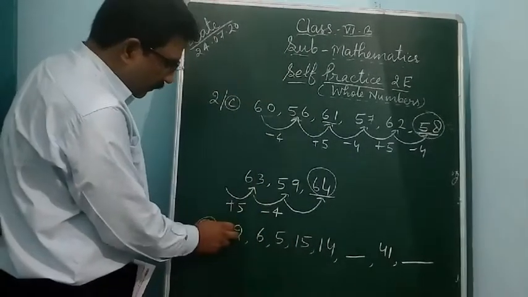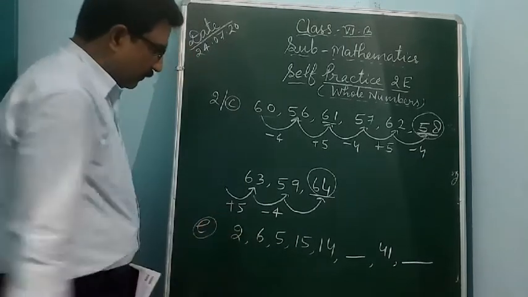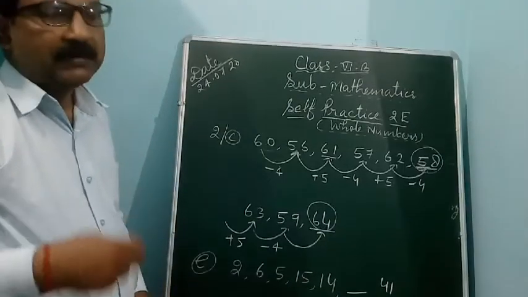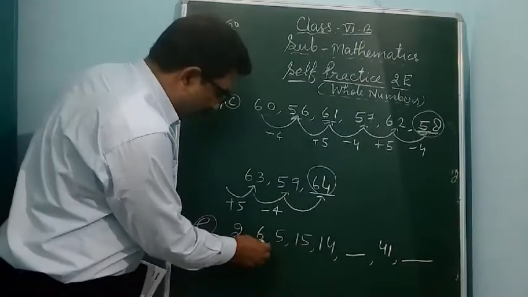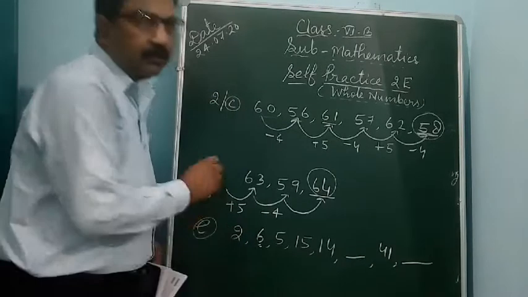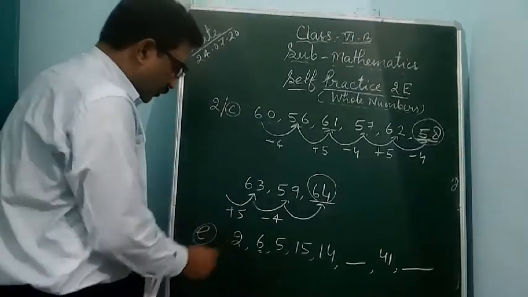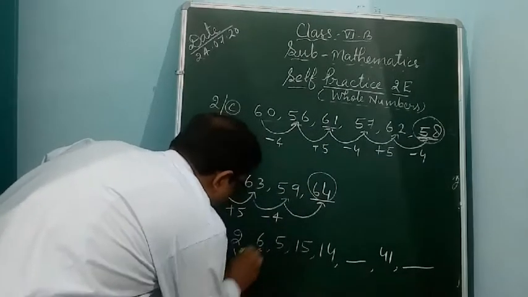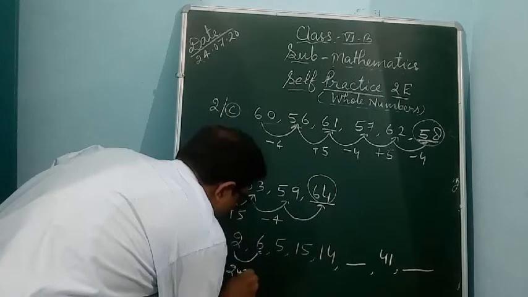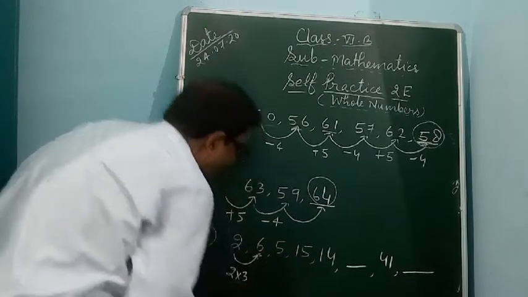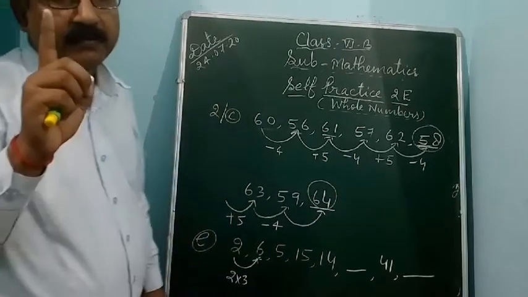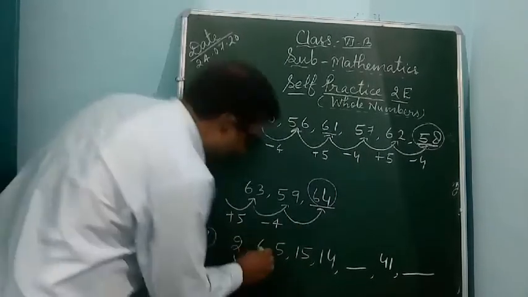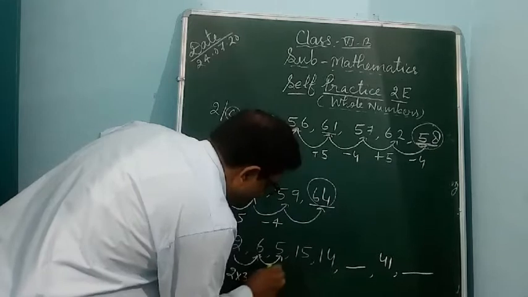You see the numbers. It is 2, it is 6. If you divide 6 by 2, 2 threes are 6. So the second number in the term is 3 times the first number. So it is followed by the rule: first term 2 multiplied by 3 is equal to 6, and from 6 to 5, the difference is only 1. 6 minus 1 is equal to 5.